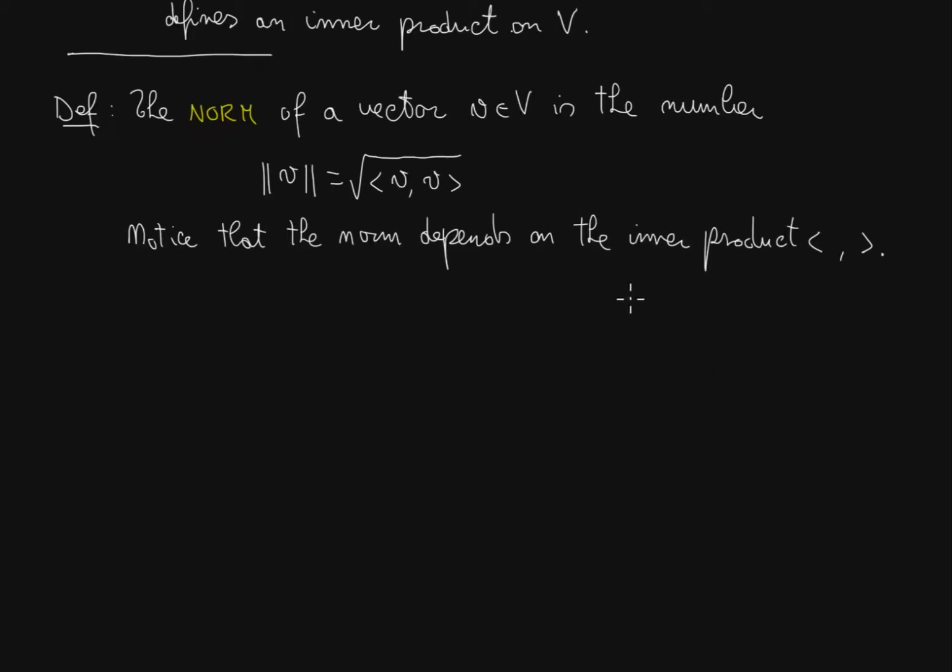We introduce now a few notations. First of all, the norm of a vector v is the number indicated with two vertical bars and the vector inside, and is defined to be the square root of the inner product of v times itself. We require this to be a strictly positive number if v is different from 0, or we have shown that this is 0 in the case v equals the 0 vector.